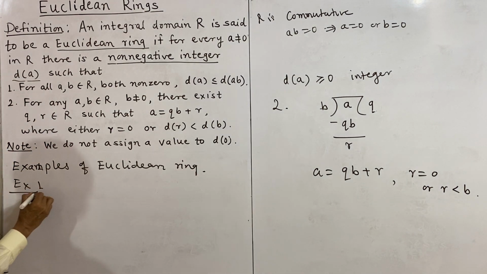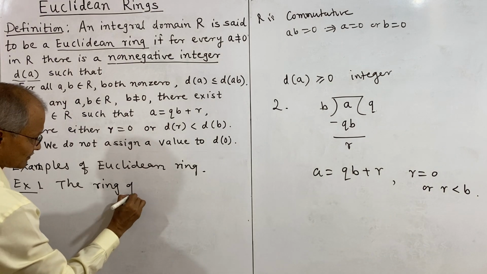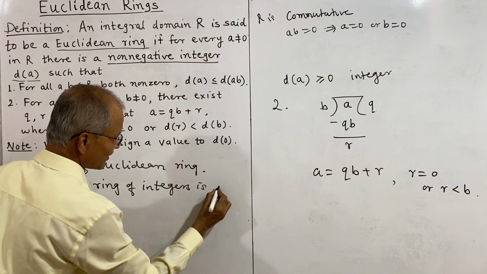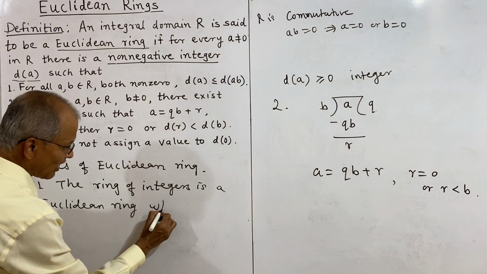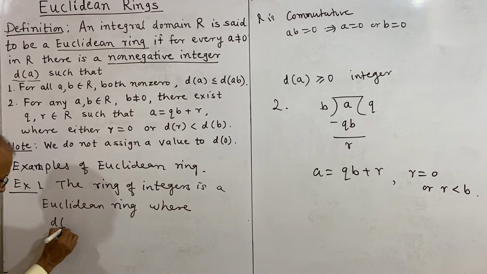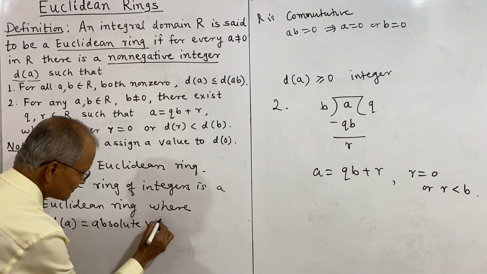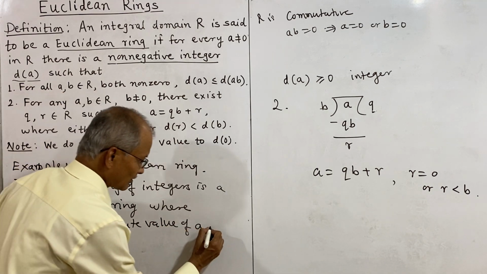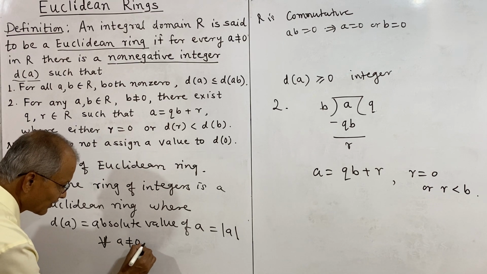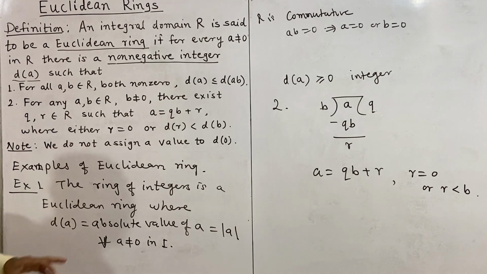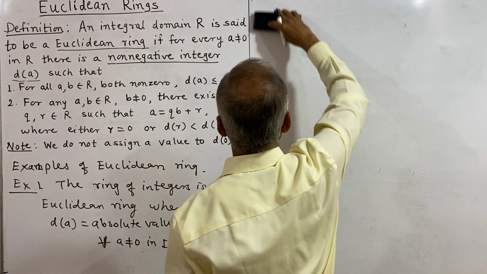First example: we can consider the set of integers, the ring of integers. The ring of integers is a Euclidean ring. Now we shall verify this, but we have to define the D value, where D value of A is equal to the absolute value of A, for all A not equal to 0 in the ring. We shall denote the ring of integers by I. Now for the solution, we shall verify this is a Euclidean ring, and it is easy to verify.